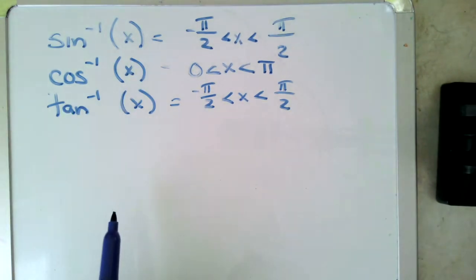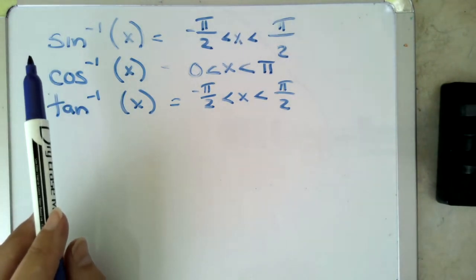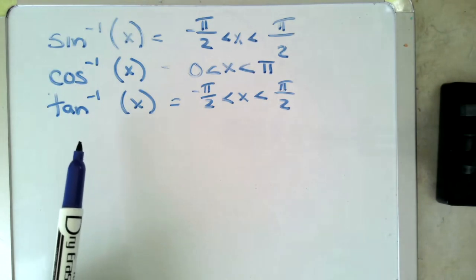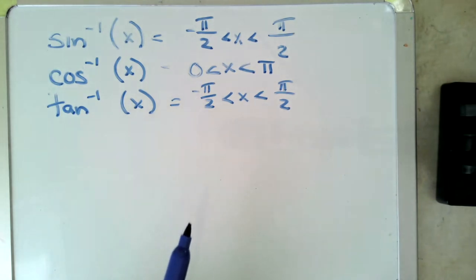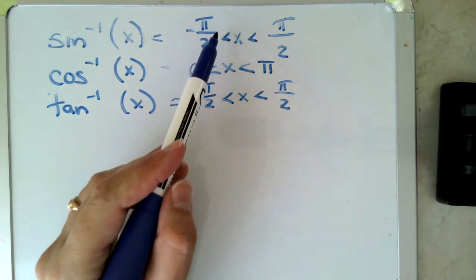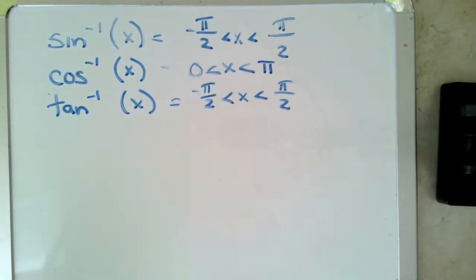Those are the restrictions on the domains of what can go into your inverse functions. And of course, the domain in the function becomes the range in the inverse. So these are restrictions on the range, the possible output of answers from your inverse functions. Okay, take that, have a think on it.